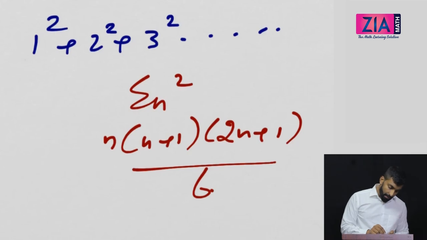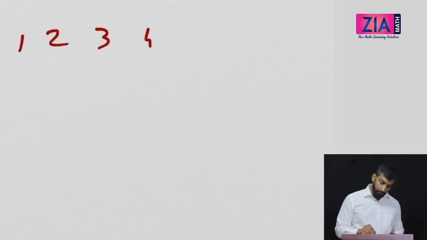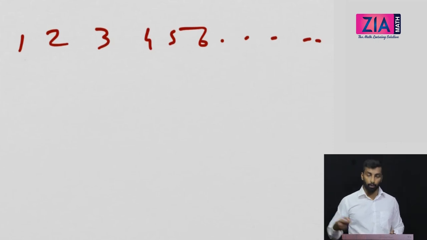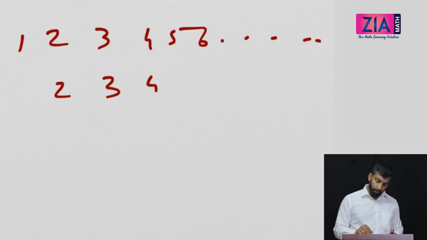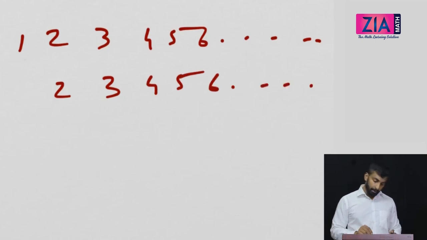Now, how can you make a question? Like a person came, he is writing 1, 2, 3, 4, 5, 6, etc. on a blackboard. Another person will come and write 2, 3, 4, 5, 6, etc. Another person will write 3, 4, 5, 6, etc.